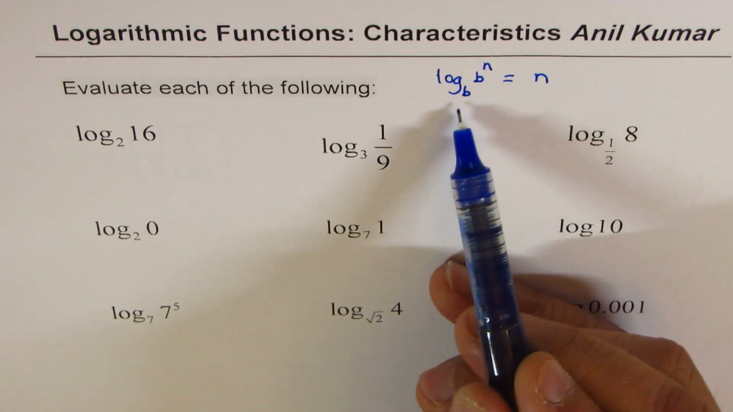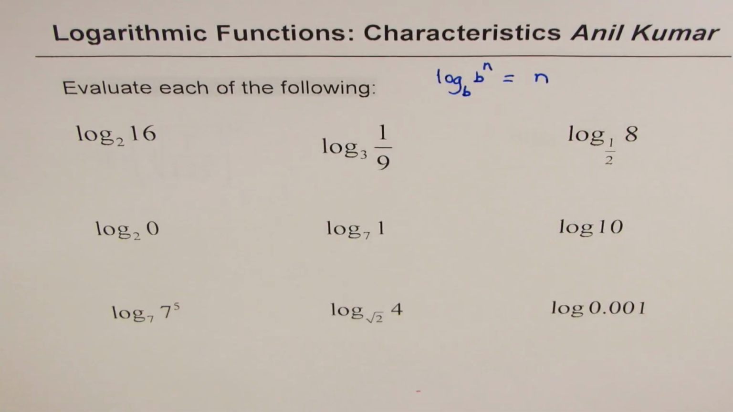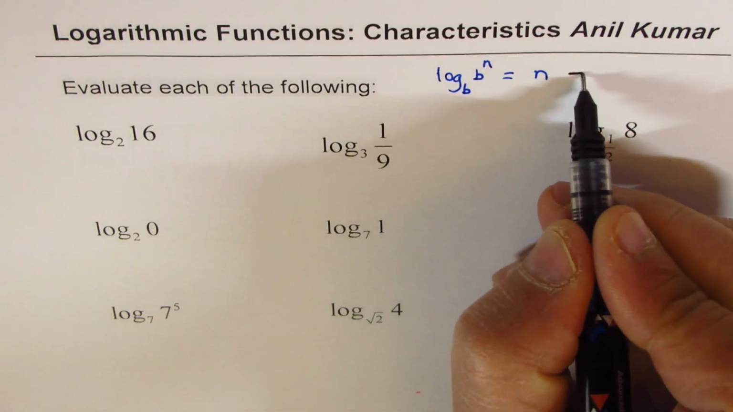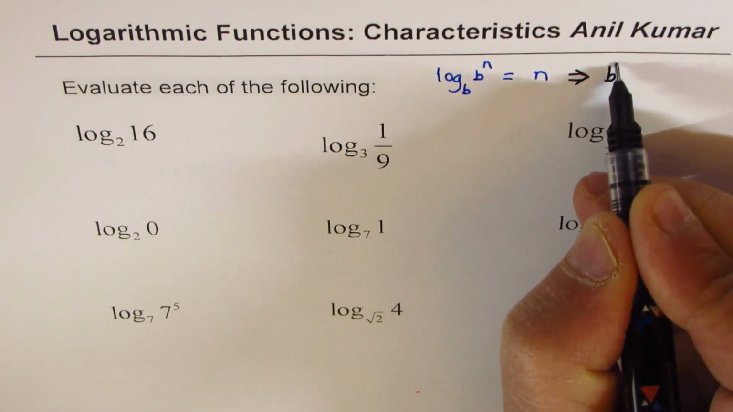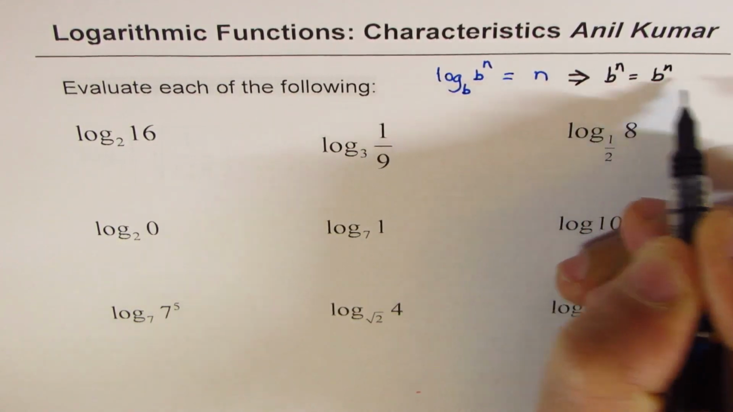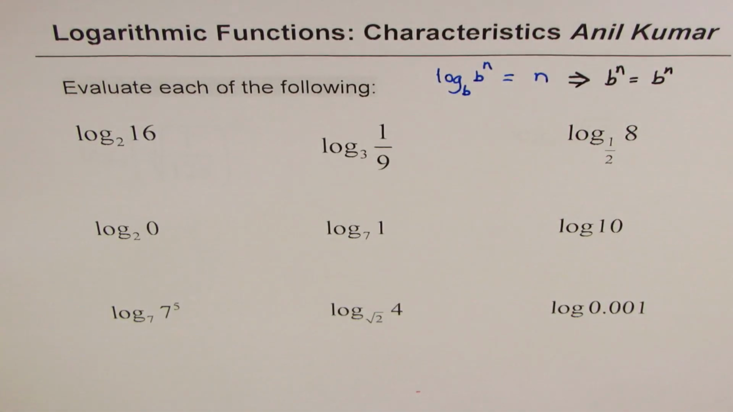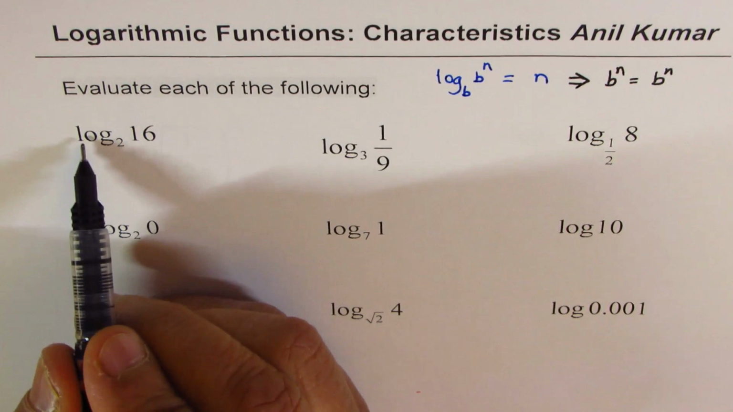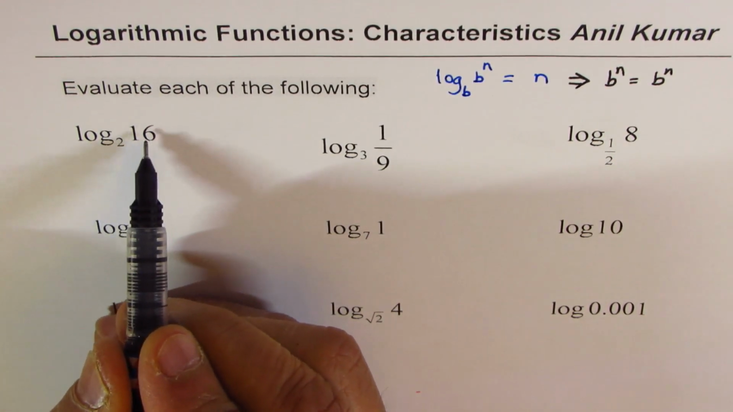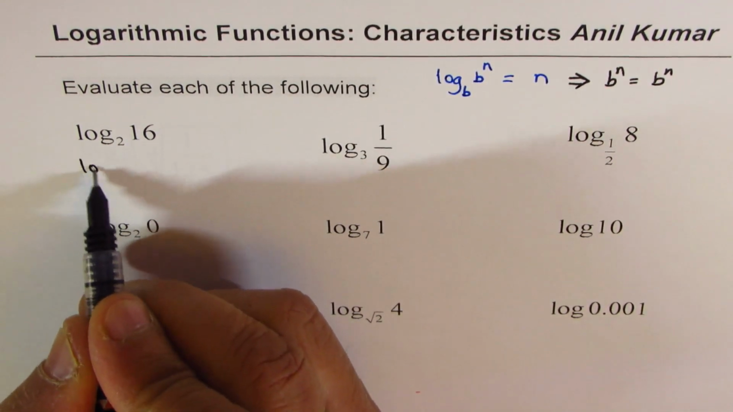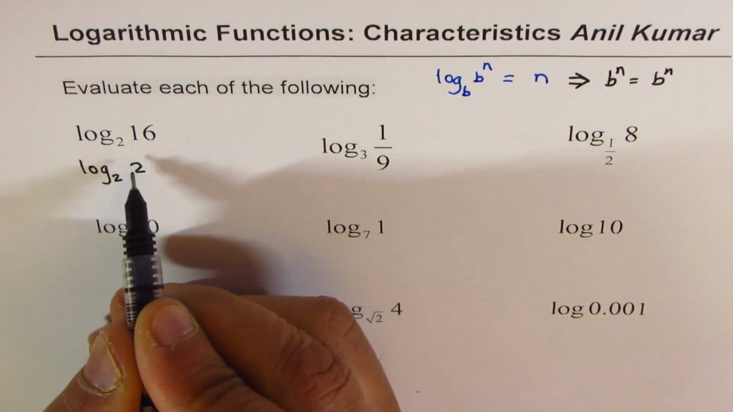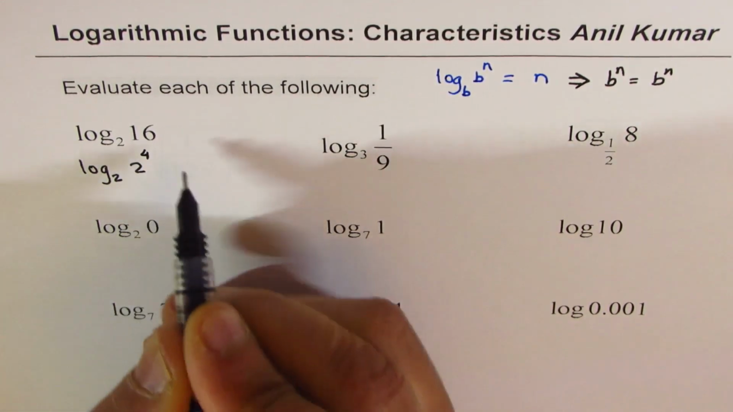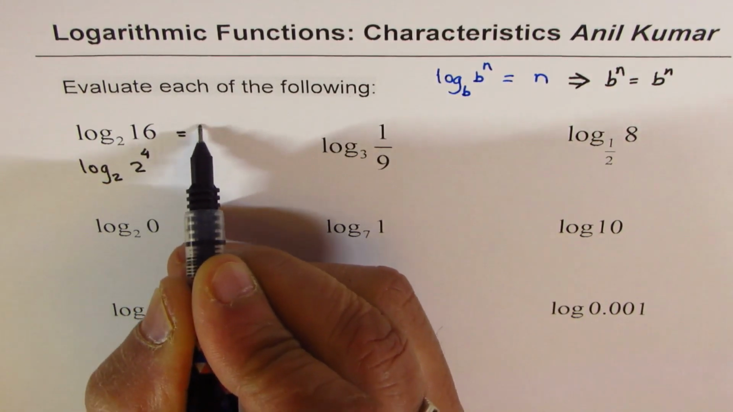If you want to write it in exponential form, look here. If you want to write it in exponential form, this equation, b to the power of n goes there, then we have b to the power of n equals b to the power of n. It works perfectly. So that is the key. So let's begin. If I have log to the base 2 of 16, then we basically need to write 16 as 2 to the power of what? In this case, 2 to the power of 4 is 16, and therefore this is equal to 4.